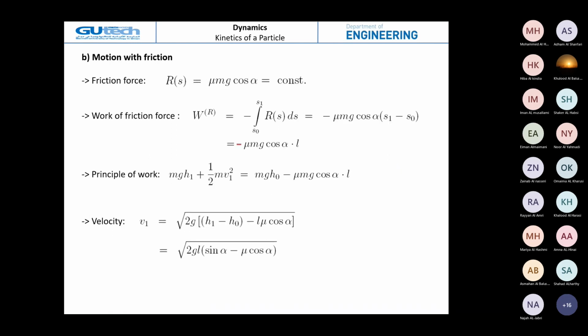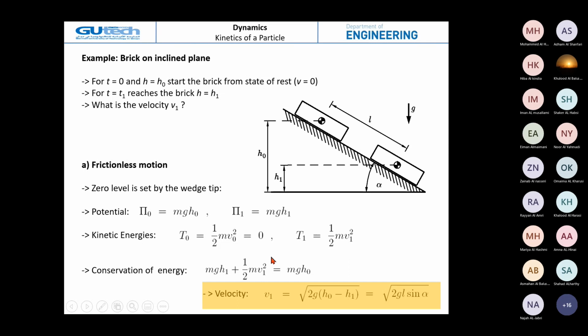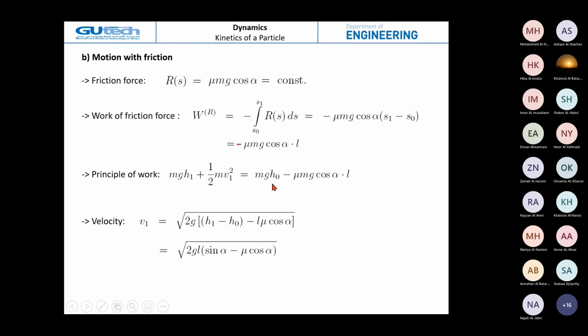Now the principle of the work is the same as this one, but we have to add here the work due to the friction force. And this is the friction force here, the work due to the friction force. Now we get the velocity V1 by the following expression.